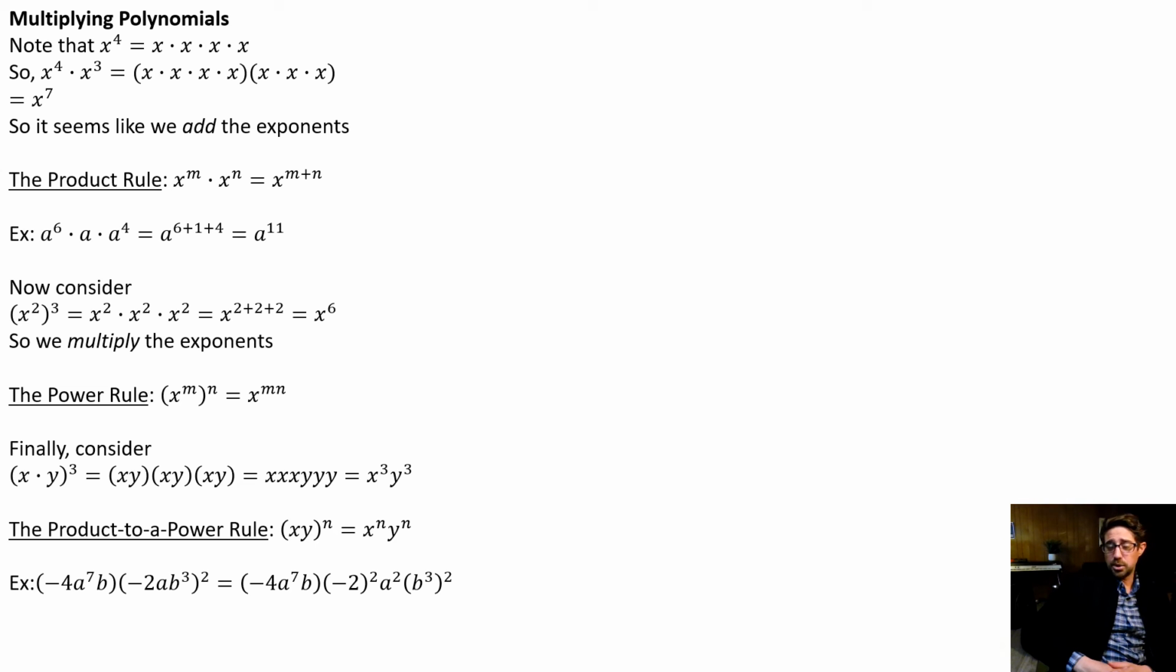So remember, negative 2 squared is positive 4. A negative number to an even power is always going to be positive. So that's negative 2 times negative 2, which is 4. A squared is just a squared. B cubed squared, what do you do with those exponents? You multiply them. 3 times 2 is 6, so that's b to the 6th.